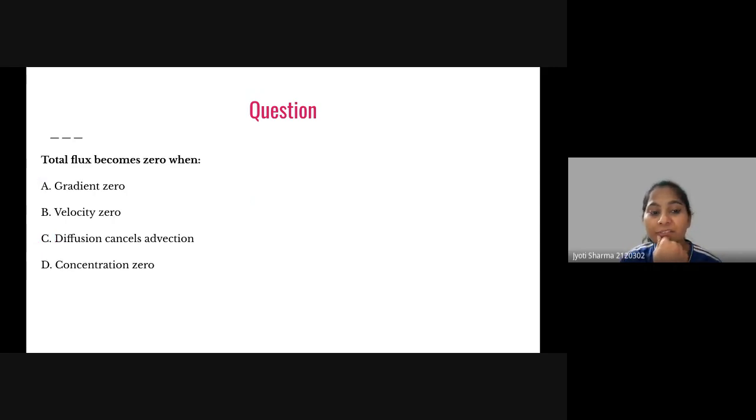Okay, when will this total flux become zero? Gradient zero, velocity zero, diffusion cancels advection, concentration zero. As I told you, total flux is determined by advection and diffusion. Yeah, the C answer is the right one. And there will always be diffusion, right? So even if velocity is zero, and velocity gives you the advection term, there may be some diffusion, and that's how the net flux will not be equal to zero. The gradient is zero, but velocity can also be zero. So anytime the total flux is zero, it means advection is cancelling out the diffusion.